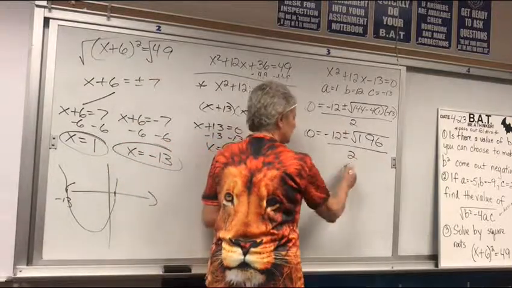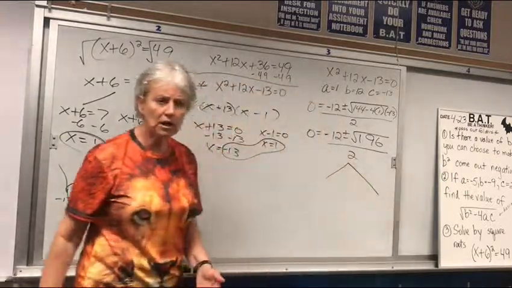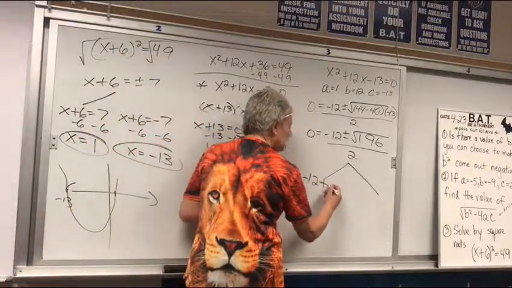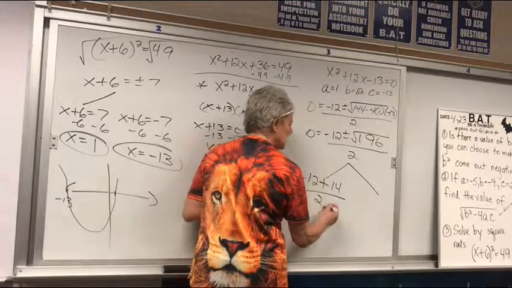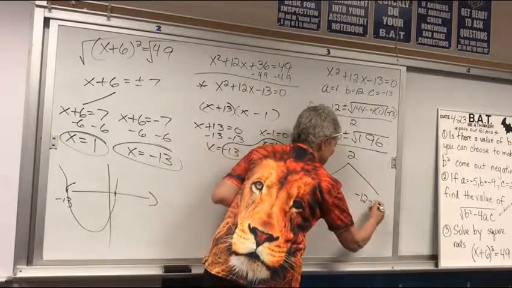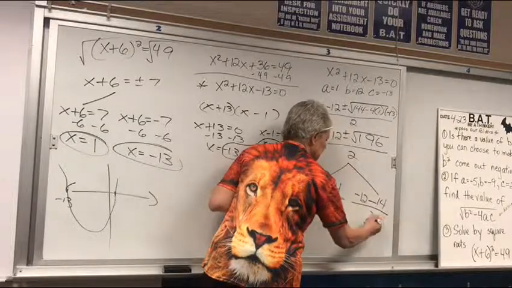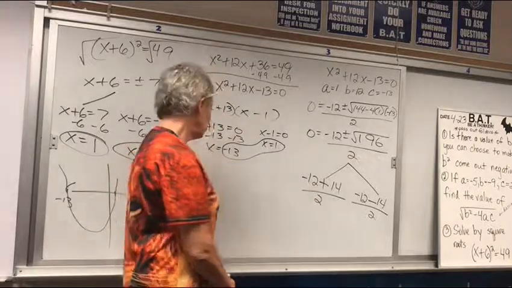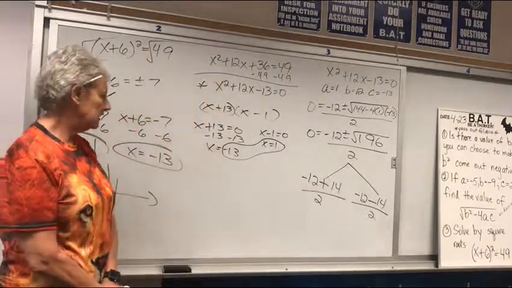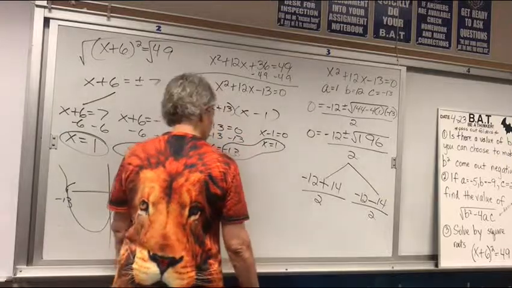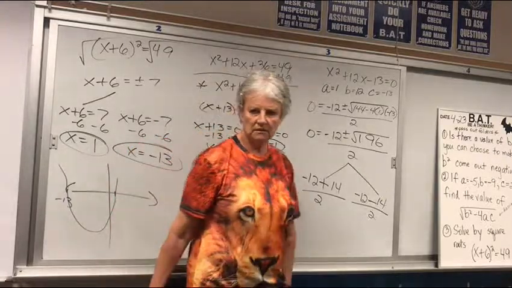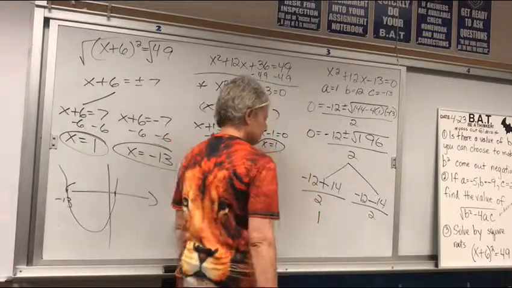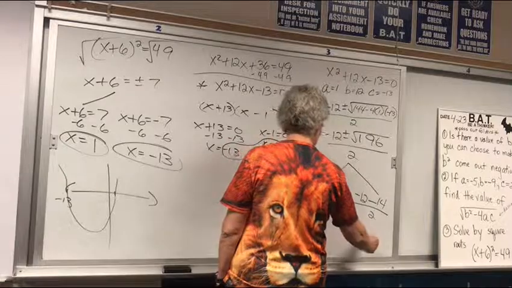Once you have it down to this, you're going to split it into 2 expressions. Negative 12 plus 14 over 2. Negative 12 minus 14 over 2. What are the two answers? For the plus one, it's just 2 over 2, so 1. And negative 13.